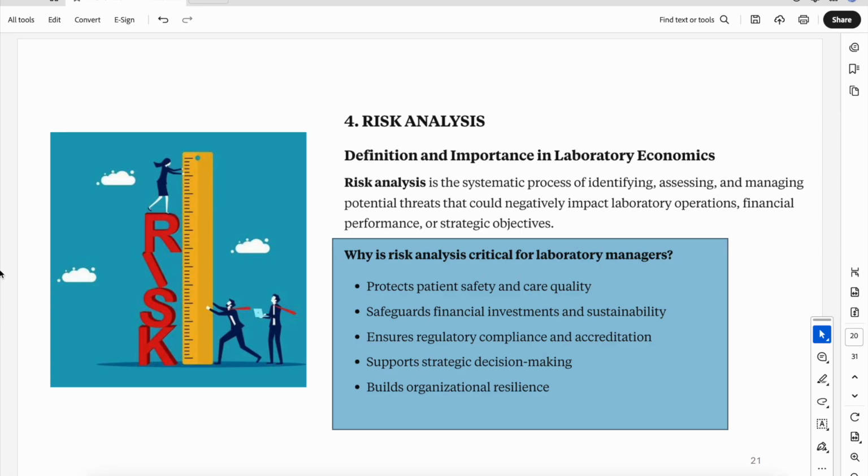Let me outline 5 key reasons. It protects patient safety and care quality, the primary mission of any healthcare laboratory. It safeguards financial investments and sustainability, protecting the resources entrusted to your management. It ensures regulatory compliance and accreditation, avoiding costly violations and maintaining operating licenses. It supports strategic decision-making, providing information needed for informed choices. It builds organizational resilience, preparing your laboratory to withstand unexpected challenges.